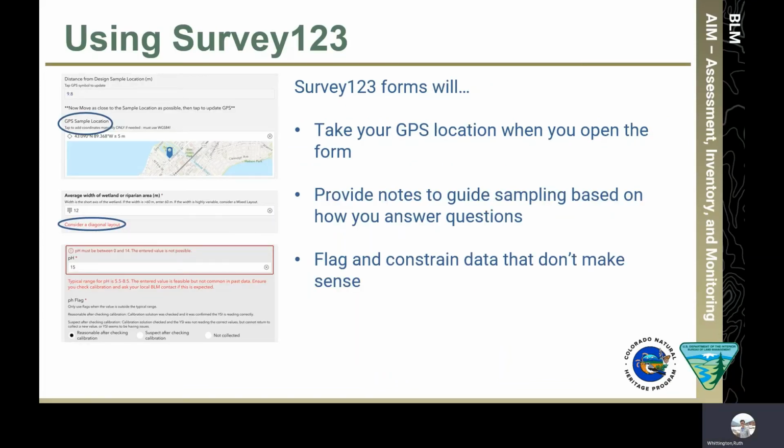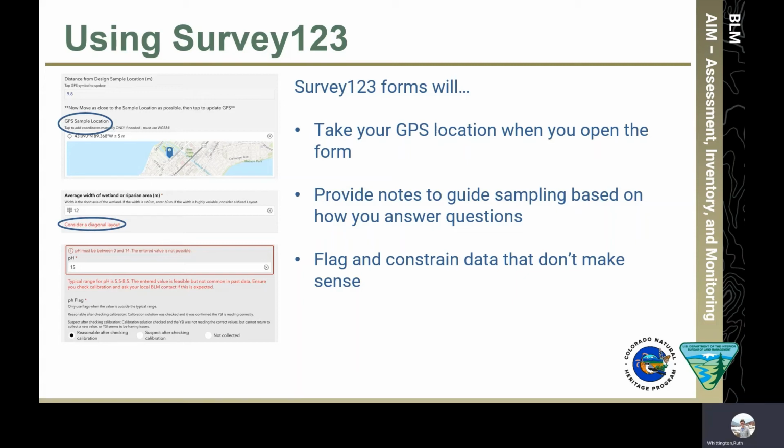Looking at the Survey123 forms themselves, when they are working and used correctly, they can do a lot for us. They automatically link all data to a location without needing an external GPS device. They can also guide sampling and provide additional questions based on the answers you provide. For example, we have a set of notes and questions on the plot characterization form to help guide you through plot layout based on the dimensions of your plot.